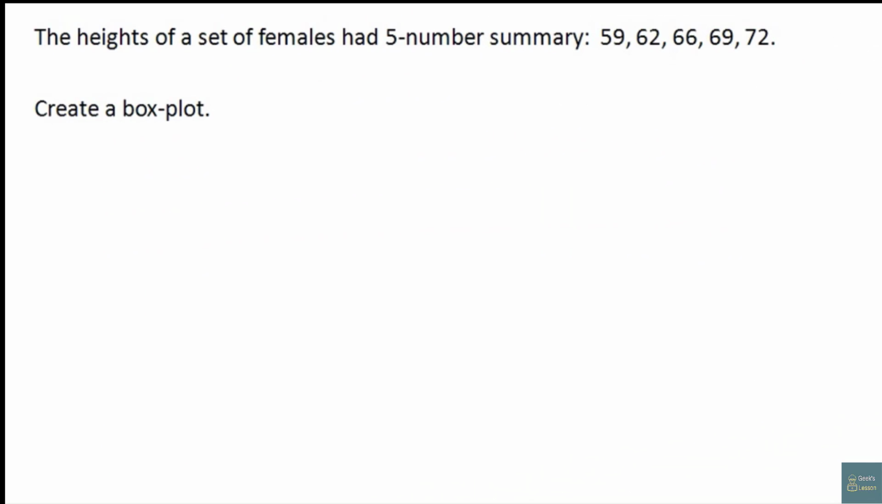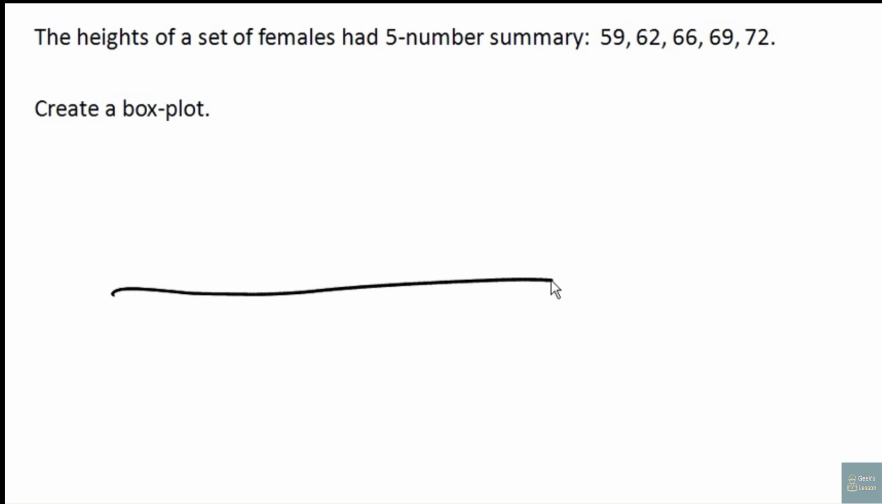So when we create a 5-number summary, it can be useful to create a graphical representation of that information. And so earlier we calculated that from a set of female heights, we had a 5-number summary that looked like this. And we're going to create something called a box plot. So a box plot is, again, a graphical representation of the 5-number summary.